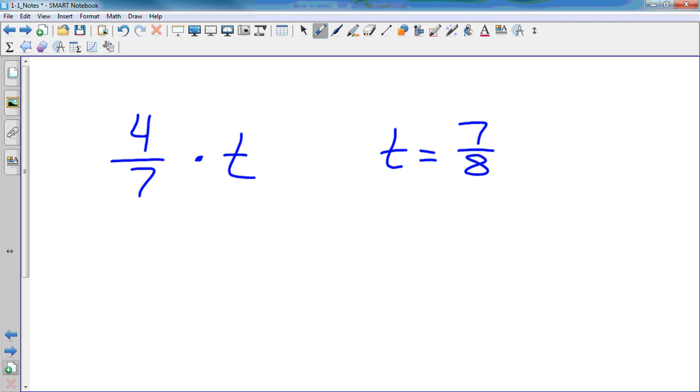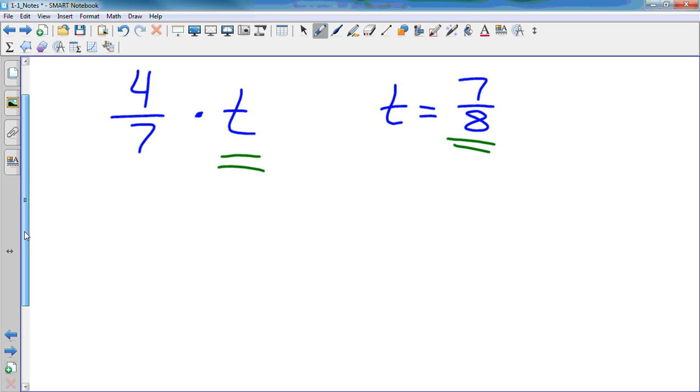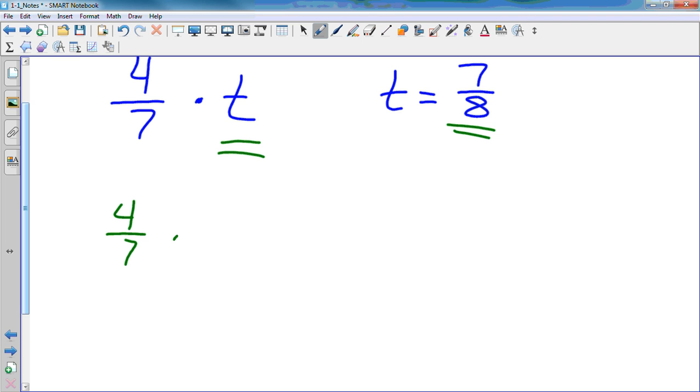So I'm going to plug first. I'm going to take my 7/8 and plug it in for t, because that's what t equals. So I have 4 sevenths times 7/8. Does anybody remember how to multiply fractions? Not cross multiply, that's what 99% of students say. It's not finding a common denominator either, that's for subtracting. You're going to multiply straight across the top, straight across the bottom.